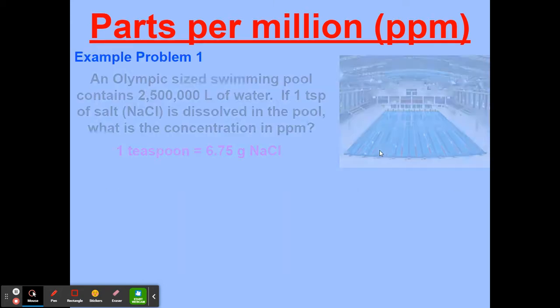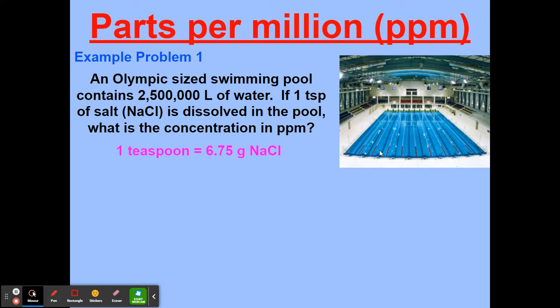Okay, example problem number 1. Here we go. We've got an Olympic-sized swimming pool. CNS is still working on a swimming pool, but if you've ever been to an Olympic-sized swimming pool, they're really big. So we're going to say approximately they contain 2.5 million liters of water.